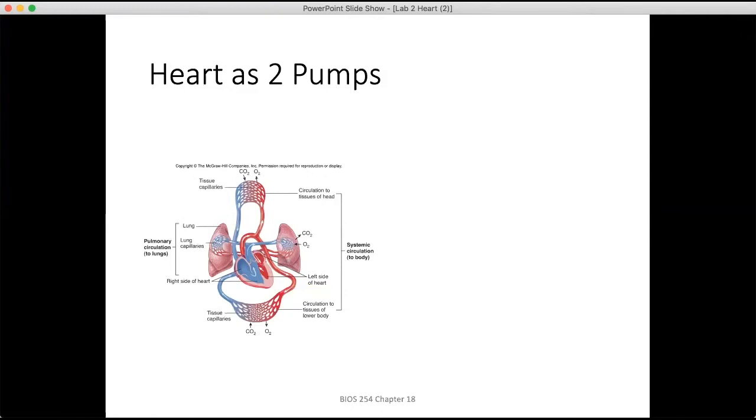The heart functions as two separate pumps. The right side of the heart pumps blood into the pulmonary circuit. This consists of blood vessels that carry the blood from the right side of the heart to the lungs for gas exchange, and then back to the left side of the heart.